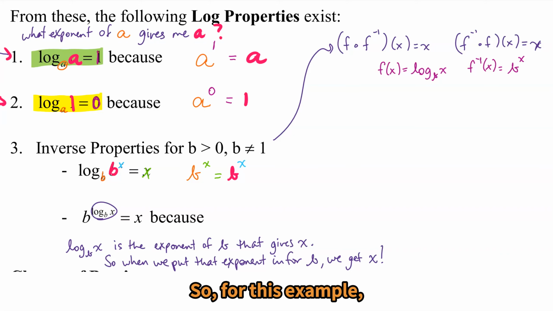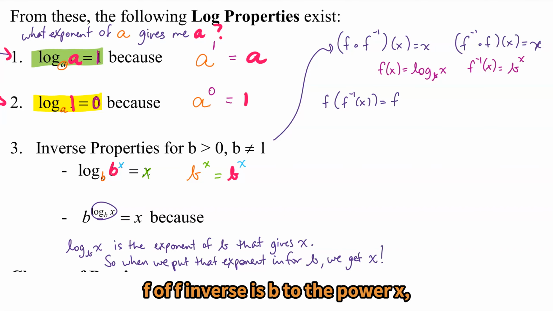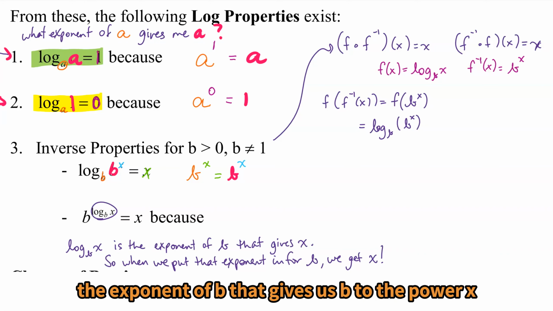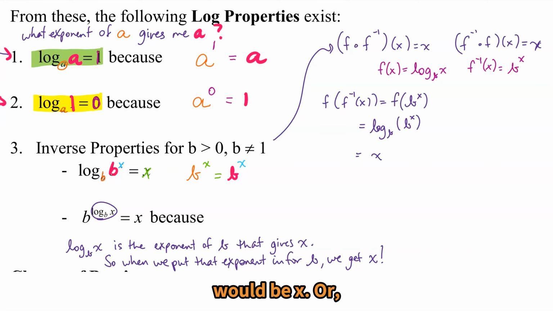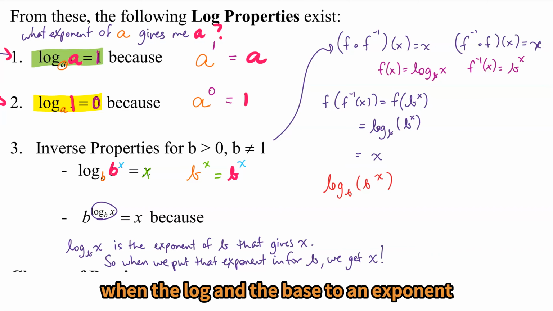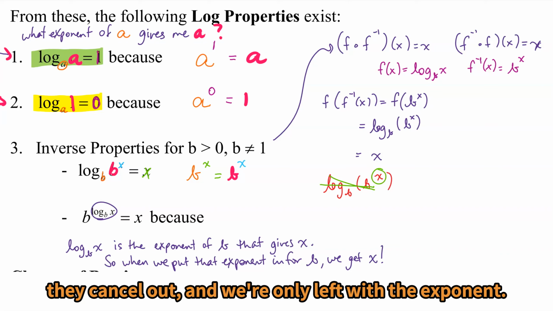So for this example, circle f inverse. If we plug in f inverse of x, we'll have f of f inverse, where f inverse is b to the power x, which means we get log base b of b to the power x. And essentially what happens is the exponent of b that gives us b to the power x would be x. Or log base b of b to the power x, when the log and the base to an exponent get together, they cancel out and we're only left with the exponent.